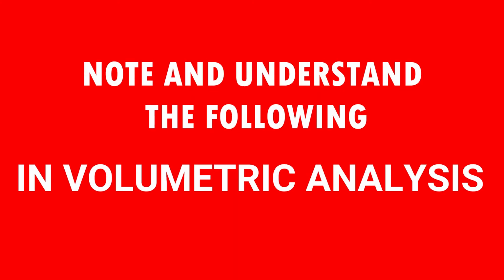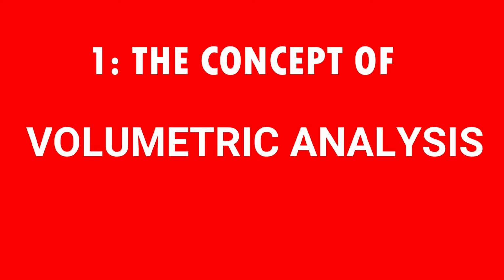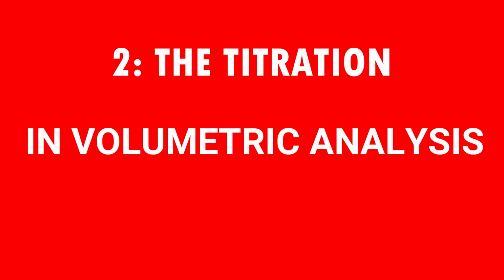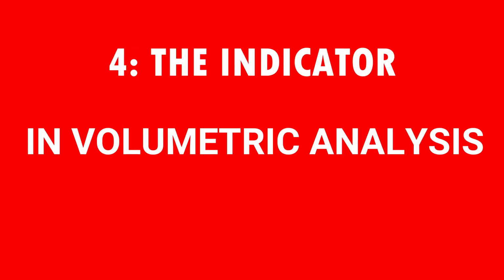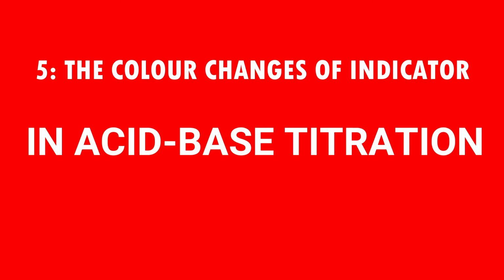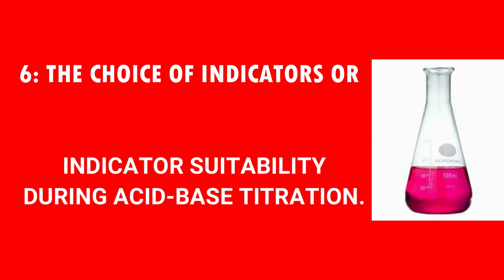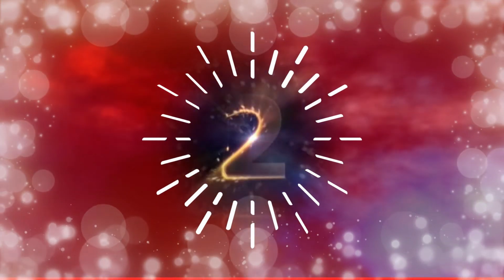In this session, you will see and understand the following. 1. The concept of volumetric analysis. 2. Titration. 3. Ending point. 4. Indicator. 5. Color changes of indicator in acid and in base. 6. Choice of indicator, or indicator suitability, during acid and base titration. Okay, now also we are together.